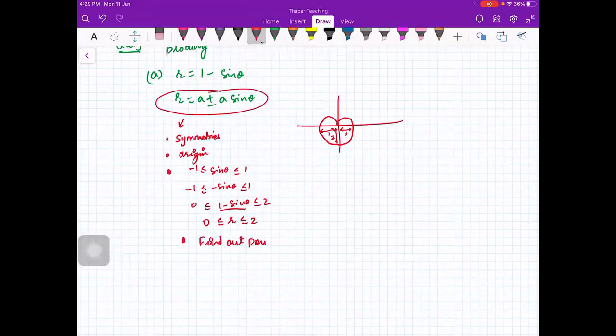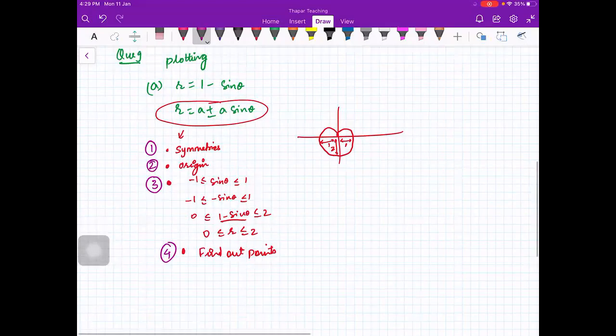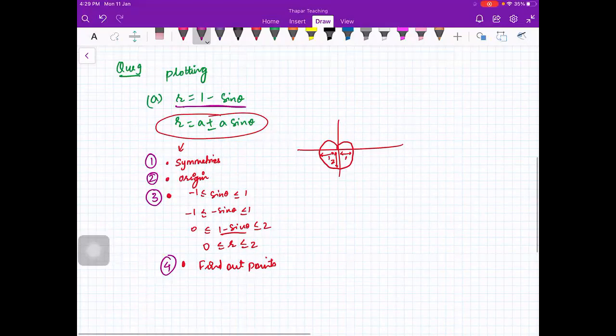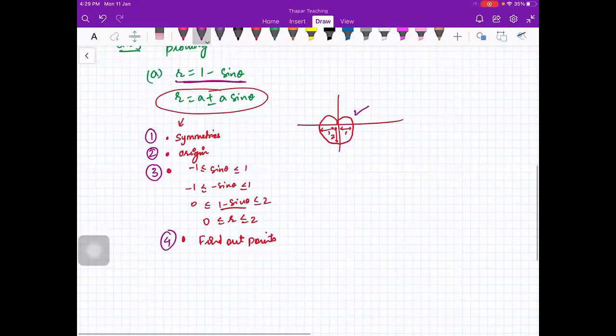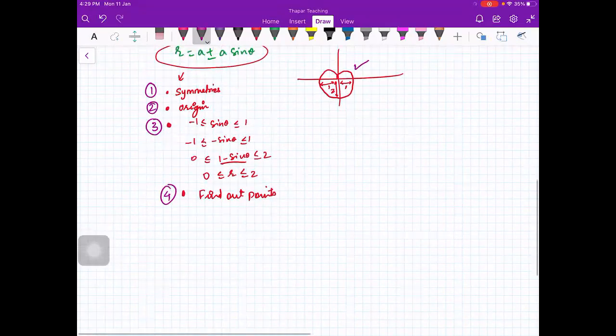Step 1, symmetry. Step 2, passing through region. Step 3, some restriction on r or theta. Step 4, find the points and then you plot. So this is the first curve, r equal to 1 minus sine theta. We have already plotted a similar curve in the class. So this is a cardioid. Is that okay? Yes, ma'am. Now look at the second, the B part: r equal to 1 plus cos theta. What is this?